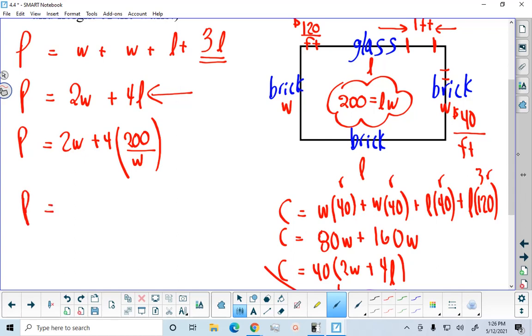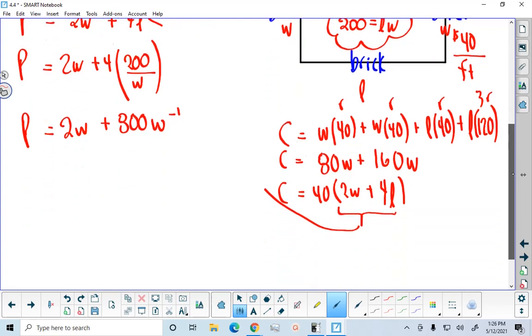So the perimeter, which is not really perimeter because it's got that extra 3 in it, but the weighted perimeter, which represents the cost in some way, is 2W plus 800 W to the negative 1. And finishing this, you should know how to finish this, but we're going to go through it together.